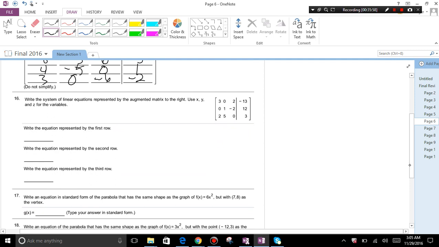Here we're going to go backwards. Write the system of linear equations represented by the augmented matrix to the right. Use x, y, and z for the variables. The first one says that 3x, there is no y, plus 2z equals negative 13. The second equation, there is no x, 0x plus 1y minus 2z equals 12. And the last equation says that 2x plus 5y, there is no z, equals 3.